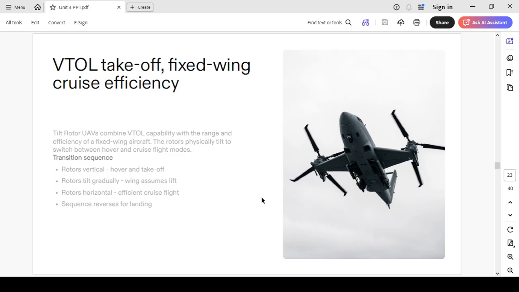So the advantages would be VTOL, vertical takeoff and landing, and fixed wing cruise efficiency, as I already told. The rotors hover and take off vertically, and lift is gradually increased. The main production of lift comes from the wing, whereas the motors directly give a sufficient amount of thrust to take off from the location.